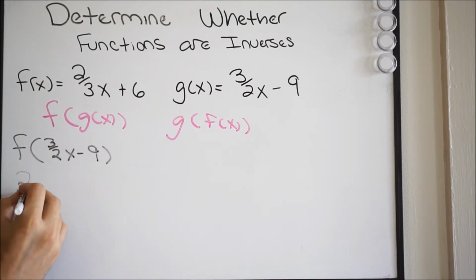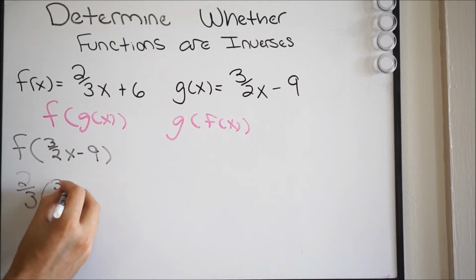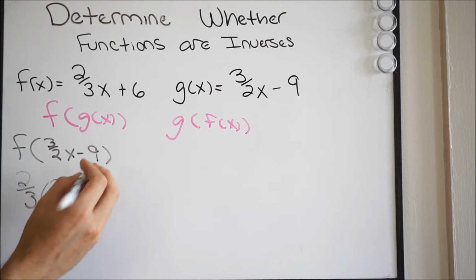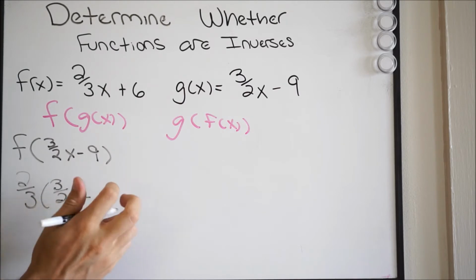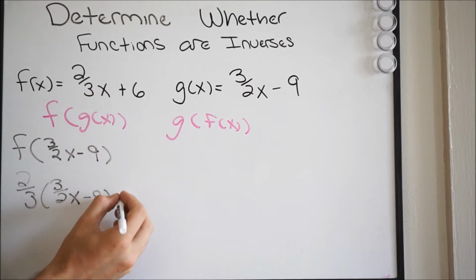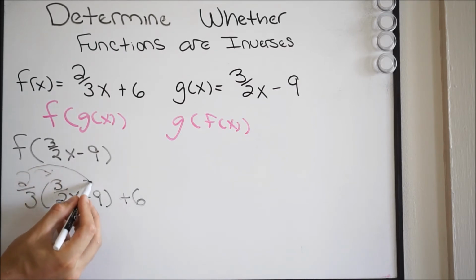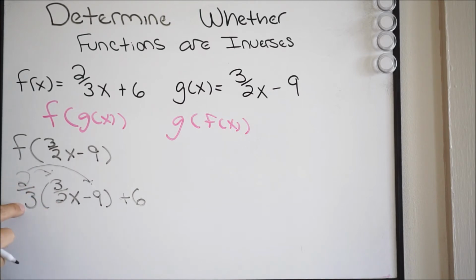We'll have 2 over 3, and then here's my x. I'm going to write this whole part in: 3 over 2 x minus 9, and then you're going to write plus 6. Okay, let's do this out. So we know that this part right here we're going to distribute. When we distribute to our first term, we have 2 over 3 times 3 over 2. Well, this is just going to cancel both on the numerator and denominator, and we're going to be left with just x. So right now we have x.